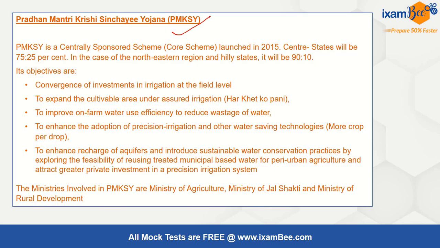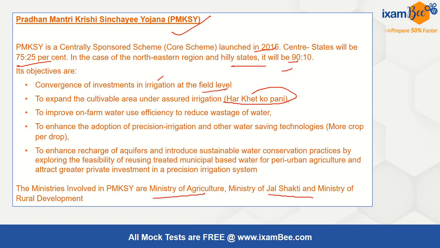Read about PMKSY. So all these we discussed. This was launched in 2015. Center state contribution is 75-25. In case of the northeastern region and hilly areas, central contribution is 90%. Ministry of Agriculture, Ministry of Jal Shakti and Ministry of Rural Development are participating in this. The objective is Har Khet Ko Pani. This tagline is important. Har Khet Ko Pani.